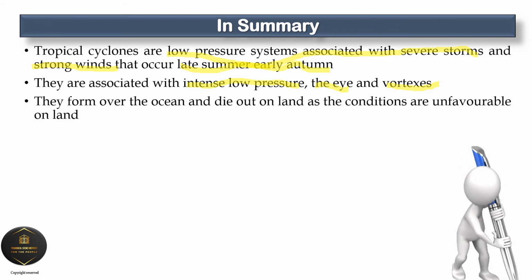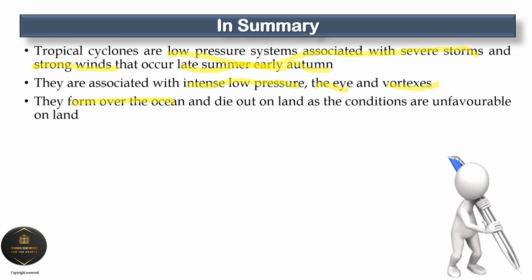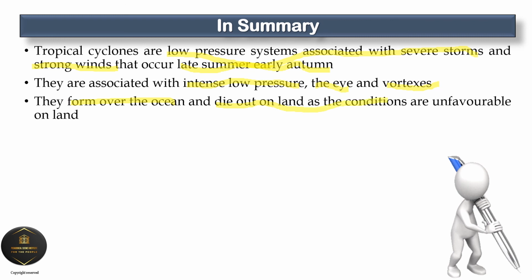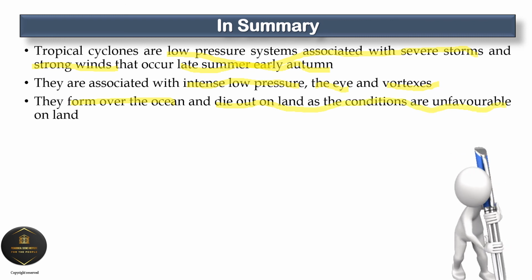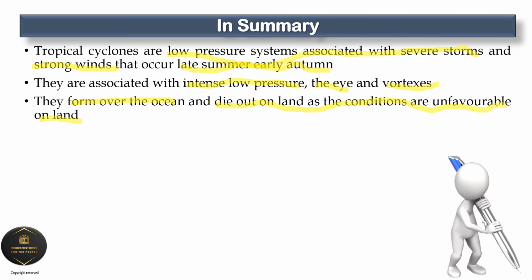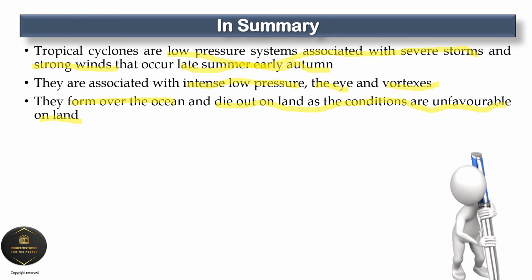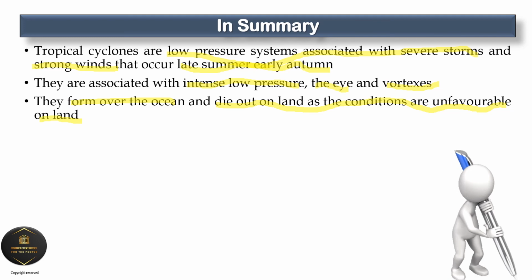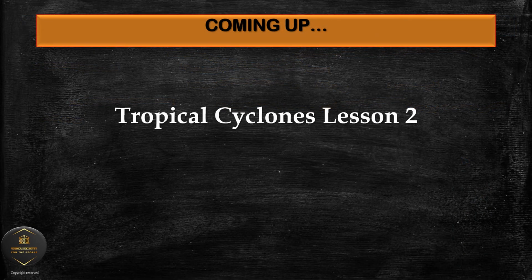And where do they form? They form over the ocean, and specifically warm oceans. And what happens when they get to land? They die out due to the conditions being unfavorable on land. So those are your tropical cyclones, and of course you need to know the stages of formation of these systems, and identification of these systems on synoptic weather maps and satellite images. So that is the end of our first lesson for today.